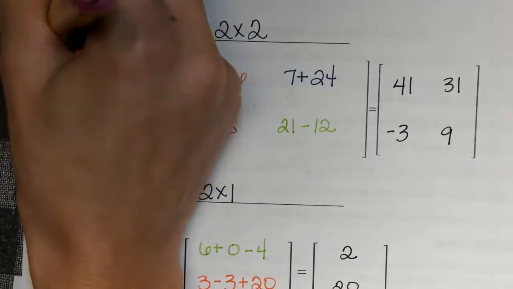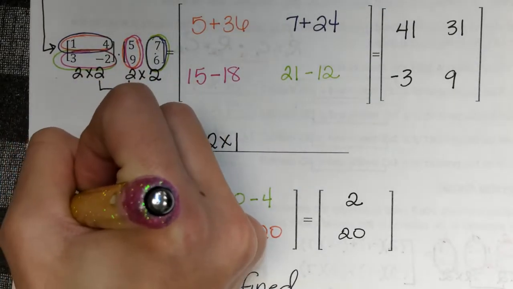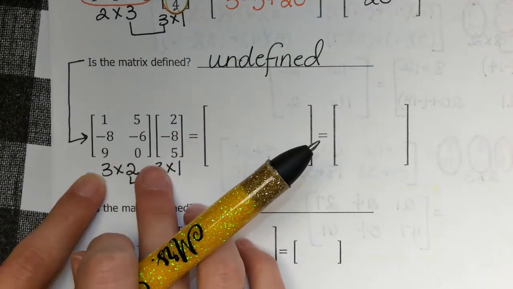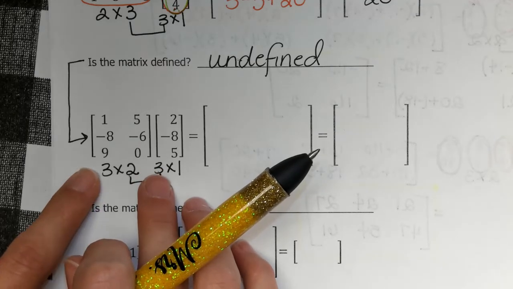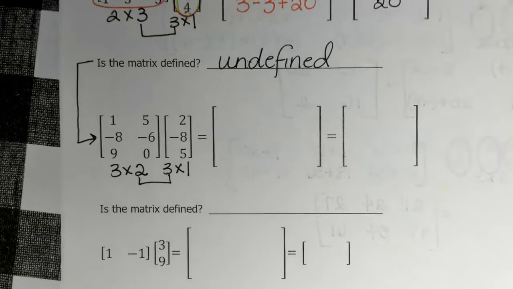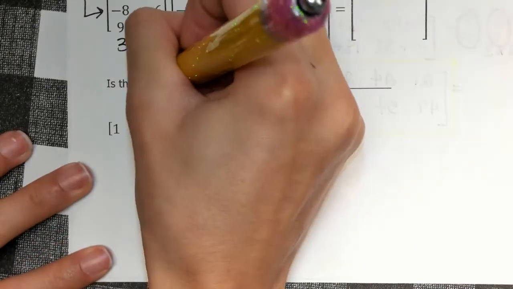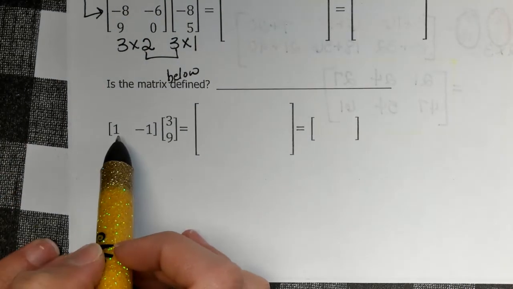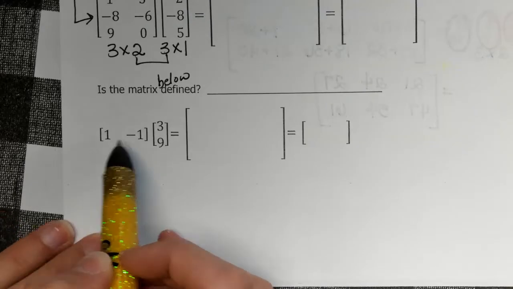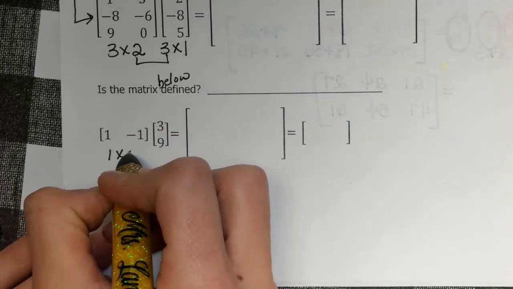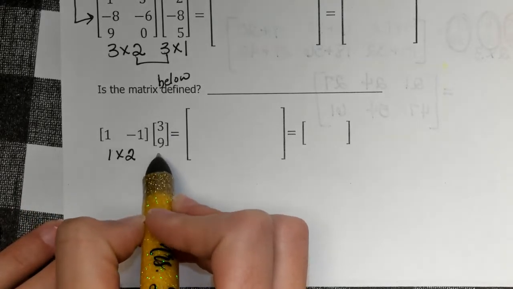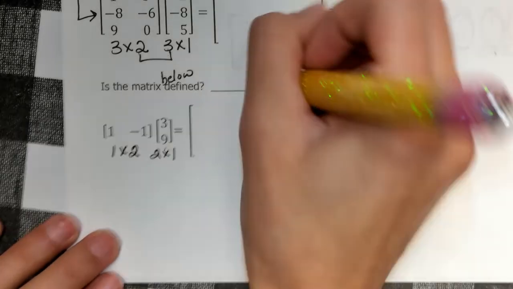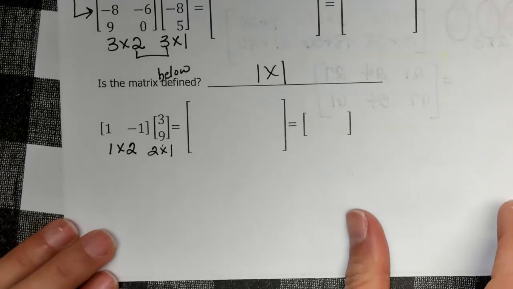No. This goes with, it's talking about the matrix right underneath it. So the undefined is referring to this matrix underneath it. Does that make sense now? Okay. Maybe I should add the word below. Is the matrix below defined? Maybe that'll help. Okay. So here, what are my dimensions for 1, -1? A 1 by 2. And what are my dimensions for the second one? All right. So then, what am I going to end up with? One number.